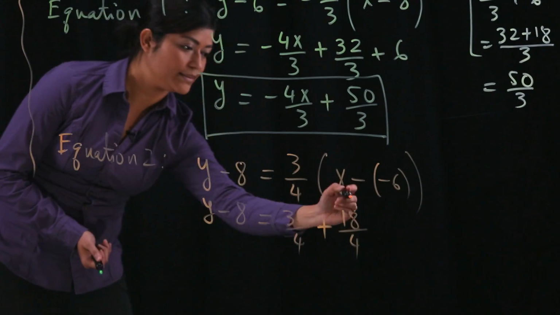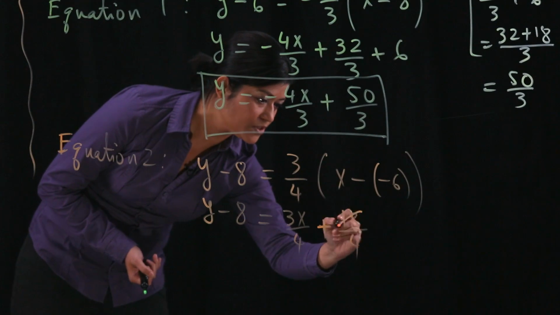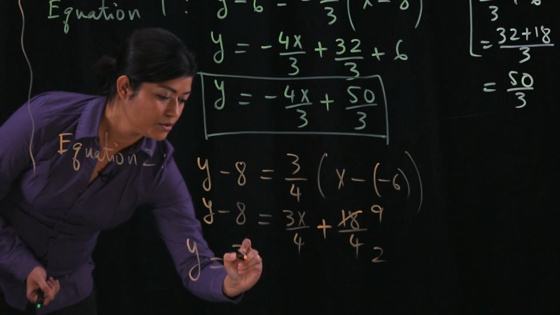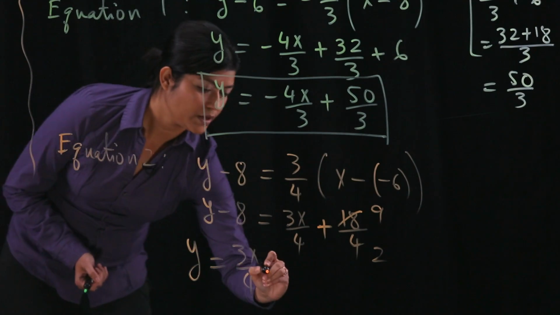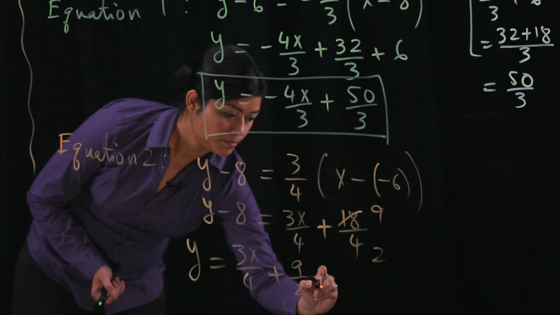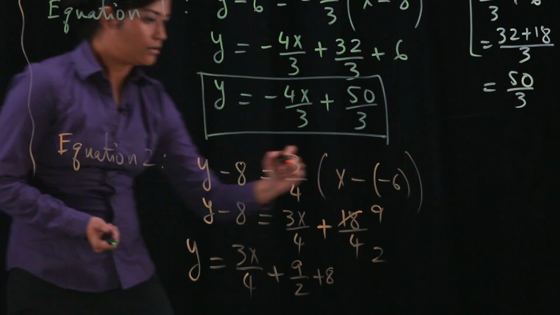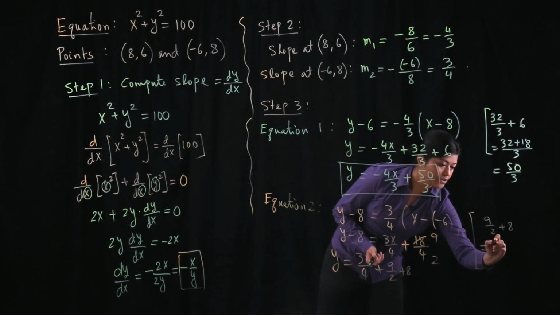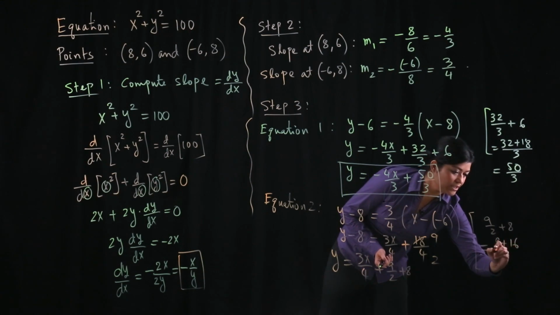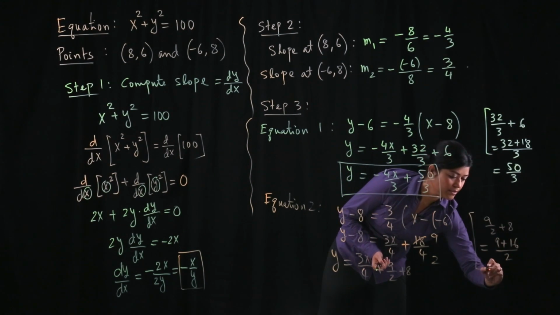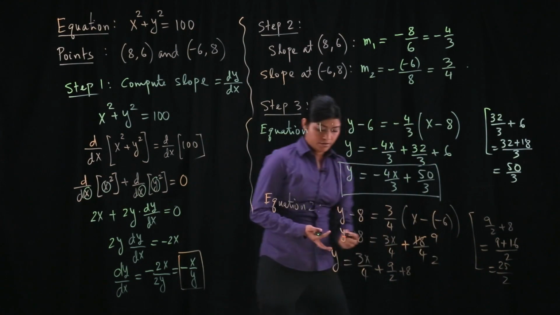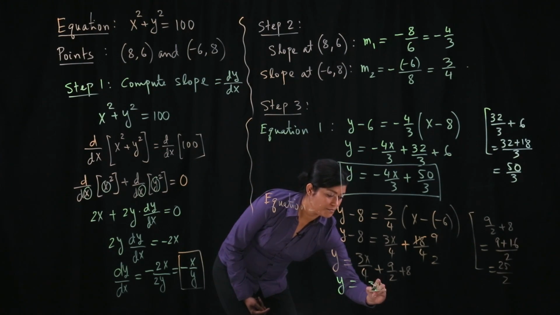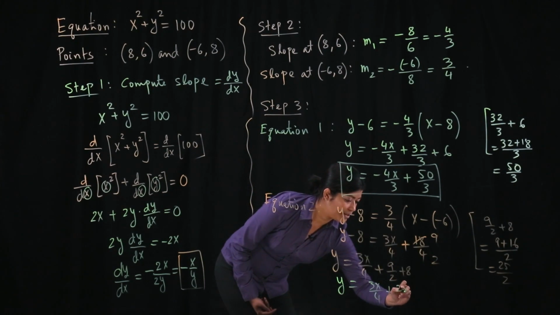If you want, you can simplify this quantity a little bit more. This becomes 9 over 2. So let's see. y will be equal to 3x over 4 plus 9/2 plus 8. Okay, so what is 9/2 plus 8? So that'll be 9 plus 8 times 2, 16 over 2, and 16 plus 9, that's 25. So finally, the equation is y is equal to 3x over 4 plus 25 over 2.